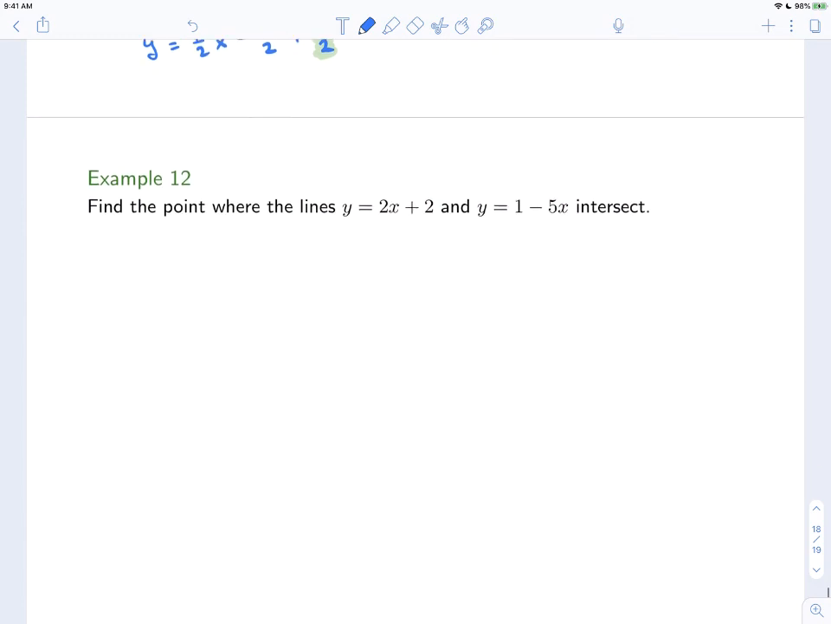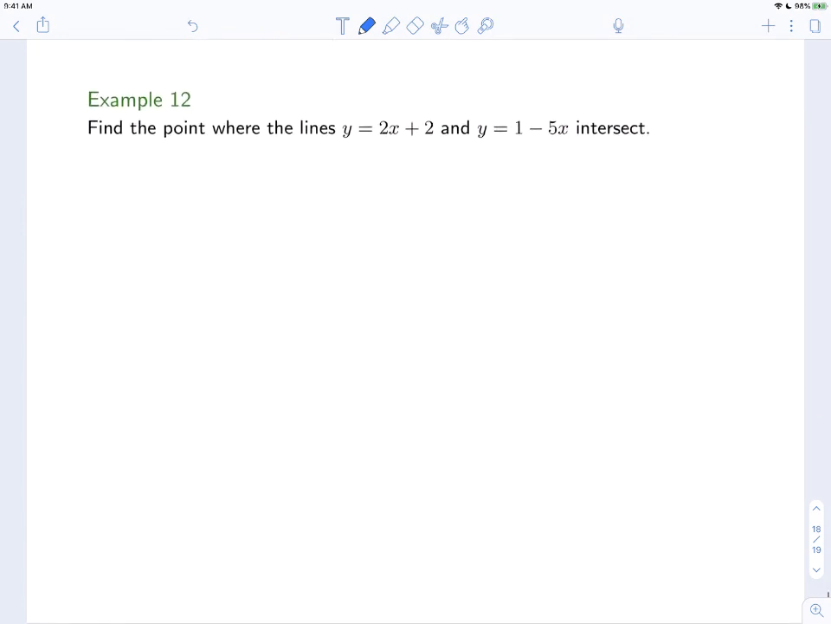Let's do one more. Find the point where the lines y equals 2x plus 2 and y equals 1 minus 5x intersect. If you want to find the point of intersection of two lines, you're trying to find the place where they have the same point x comma y. Wherever they intersect, they have the same x coordinate and the same y coordinate.